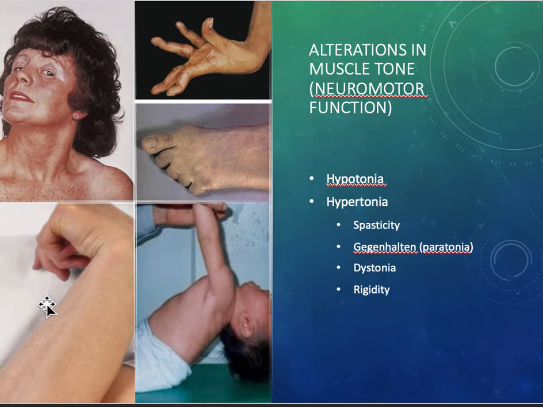Dystonia is uncontrollable muscle contractions, and it causes the affected body part to twist involuntarily. So they have really abnormal postures. So this lady here has dystonia. She can't move her neck back into position. It can affect just one muscle. It can affect a muscle group. It can affect the whole body.